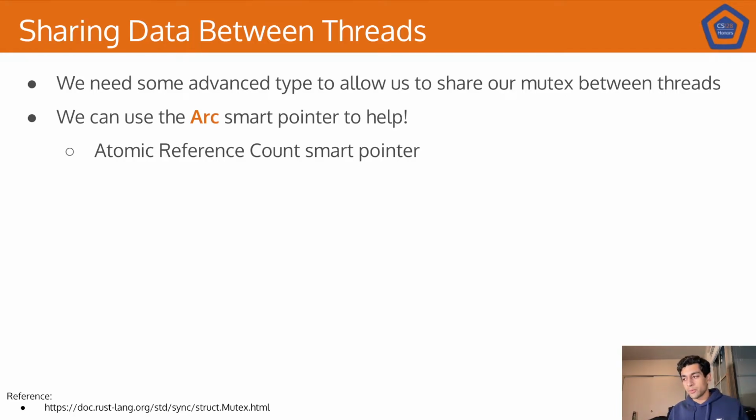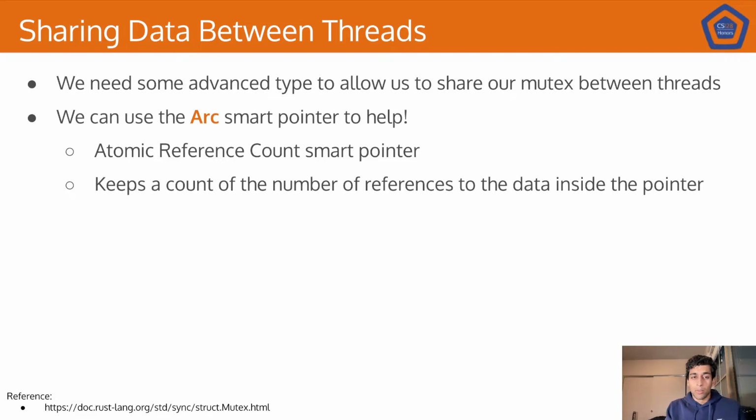So we're going to play a little trick. Rather than giving a reference to each thread, we're going to have a separate smart pointer. We're going to have 10 different smart pointers for 10 different threads, but all 10 smart pointers are going to reference the same piece of data. They're all going to reference our mutex.